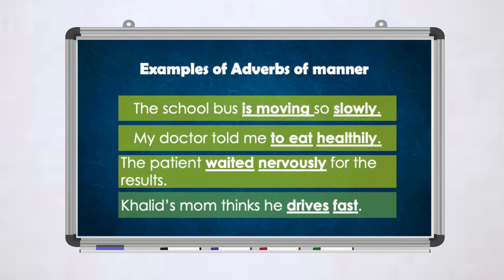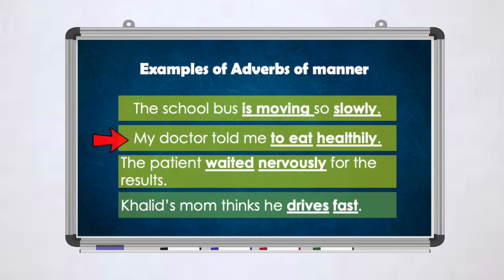Let's take some examples of adverbs of manner. The school bus is moving so slowly. Now, slowly here is describing the movement of the bus. So it's describing the verb. That's why I used an adverb.